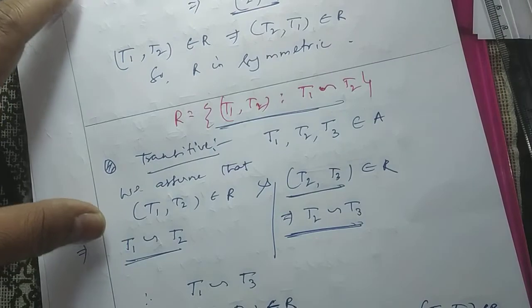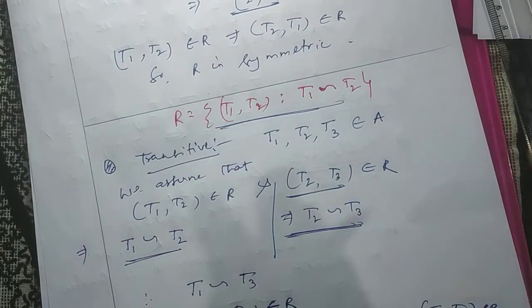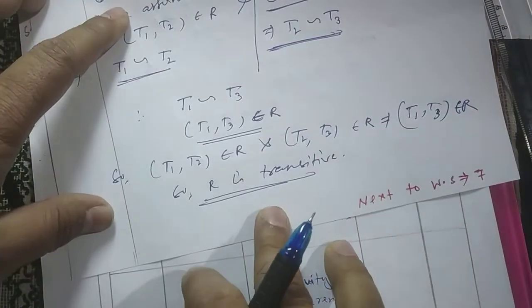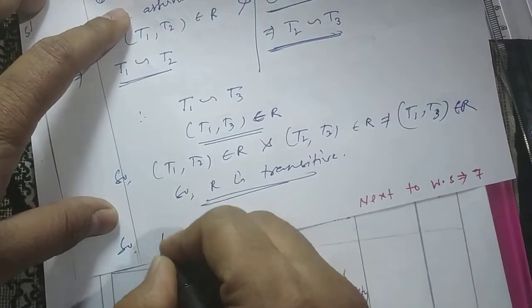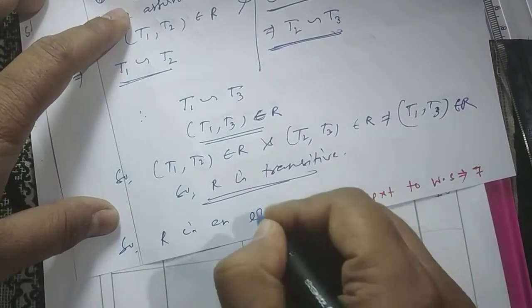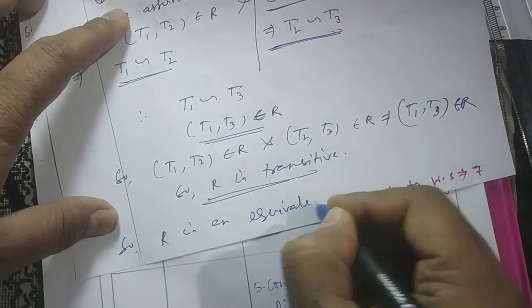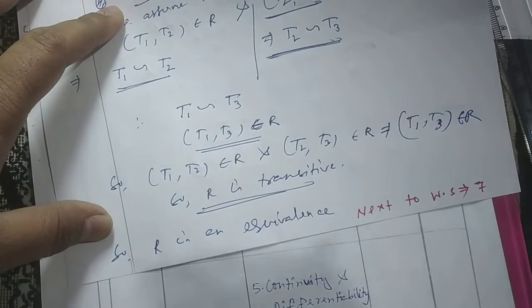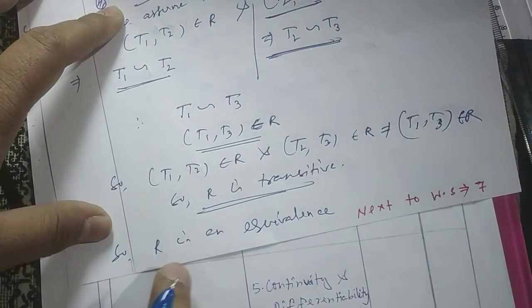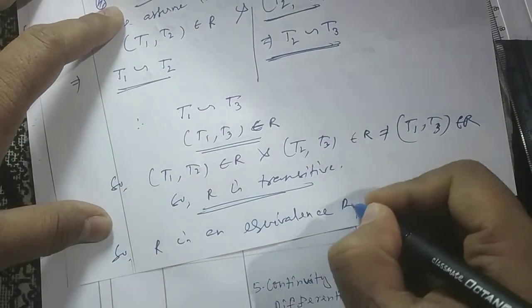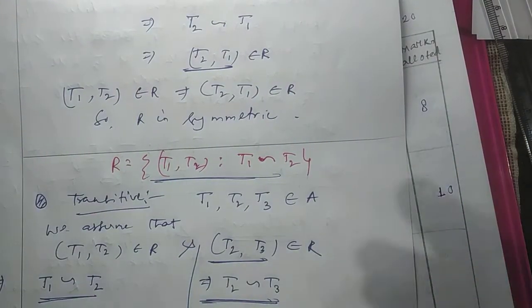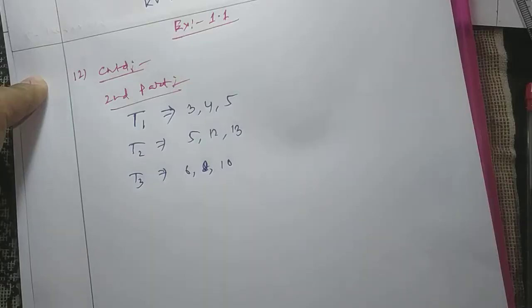So here, for this example, R is reflexive, symmetric and transitive. So you can say R is an equivalence relation, because earlier we have proved R was reflexive, symmetric as well as transitive. So first part has been done in this way. Understood? Now let us come to the next part of the question.